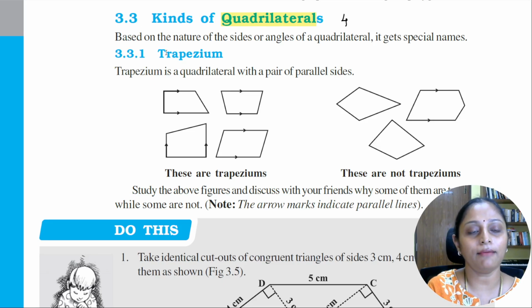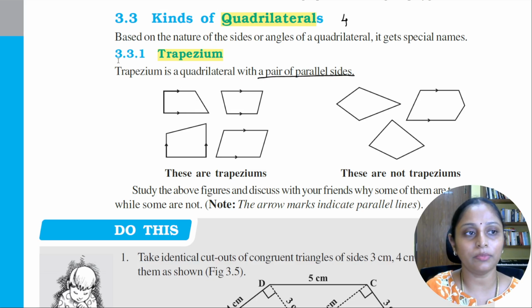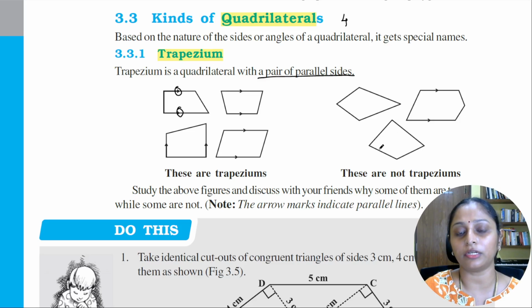So here they have started with a trapezium, which is a particular type of quadrilateral which has a pair of parallel sides. Now this symbol here denotes parallel sides. Here you can see that these 4 are examples of trapeziums, whereas these 3 are not. Clearly, the first figure is not a trapezium because it does not have any pair of parallel sides. Similarly, this quadrilateral is also not a trapezium because there is no pair of parallel sides here. Whereas here you can see that there is a pair of parallel sides.